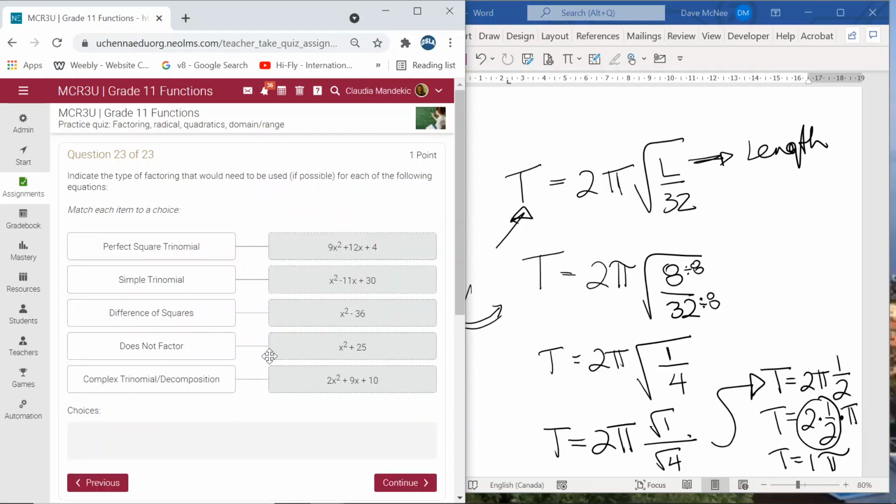Last question. I have to match these up. And really, how do you figure out matching these up? I'm really asking you to look at the actual factoring methods and look at the equations. Difference of squares should be pretty straightforward. You have two terms, and both of them are perfect squares. Sum of squares, which is underneath here, x squared plus 25, that actually doesn't exist. That you cannot factor, so that's why it's associated with does not factor.